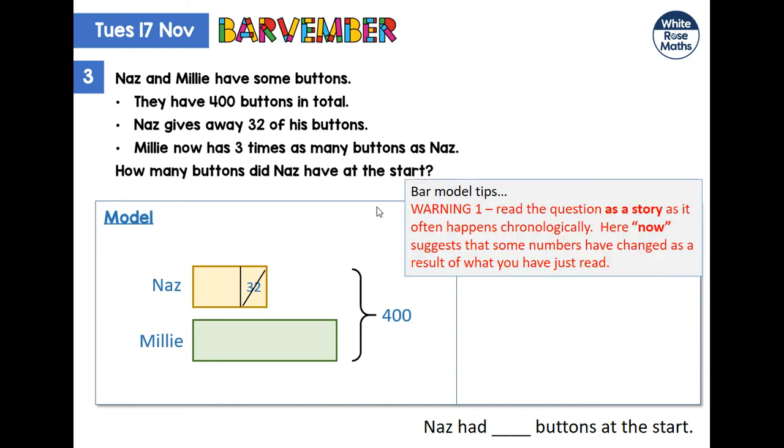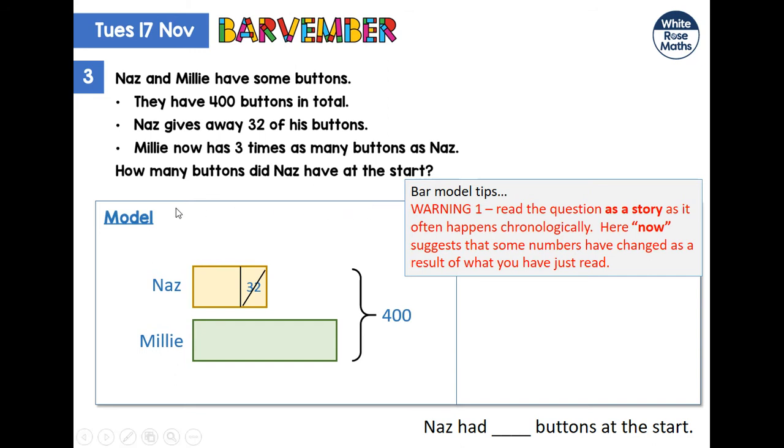Millie now has 3 times as many buttons as Naz. Now, let's make sure we read our questions as a story, as they do so often happen chronologically. They happen in sequence, and we've got Millie now has 3 times as many buttons as Naz, which suggests that what's happening in this line relates to what's happened before. So Millie now, that's as a result of Naz having given away his 32 buttons.